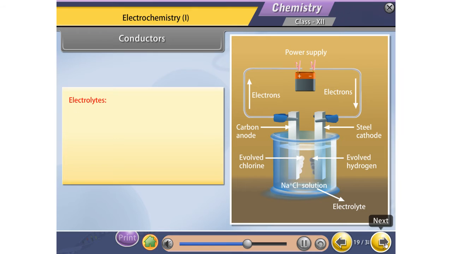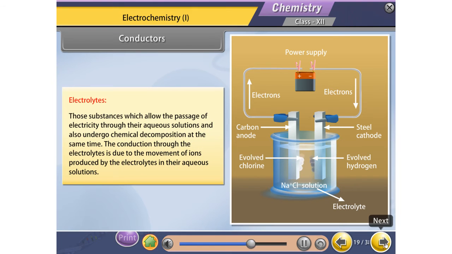Electrolytes. Those substances which allow the passage of electricity through their aqueous solutions and also undergo chemical decomposition at the same time. The conduction through the electrolytes is due to the movement of ions produced by the electrolytes in their aqueous solutions. For example, acids and bases.